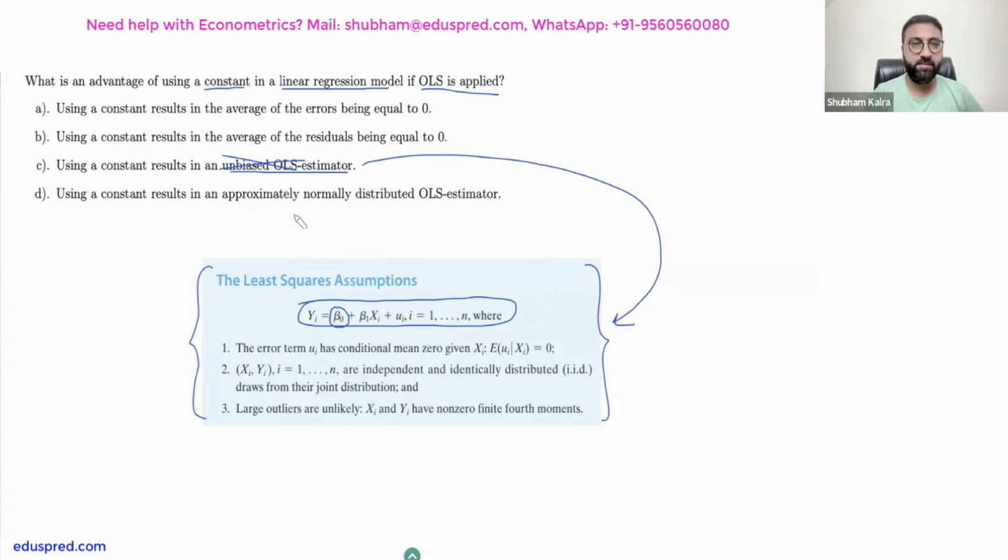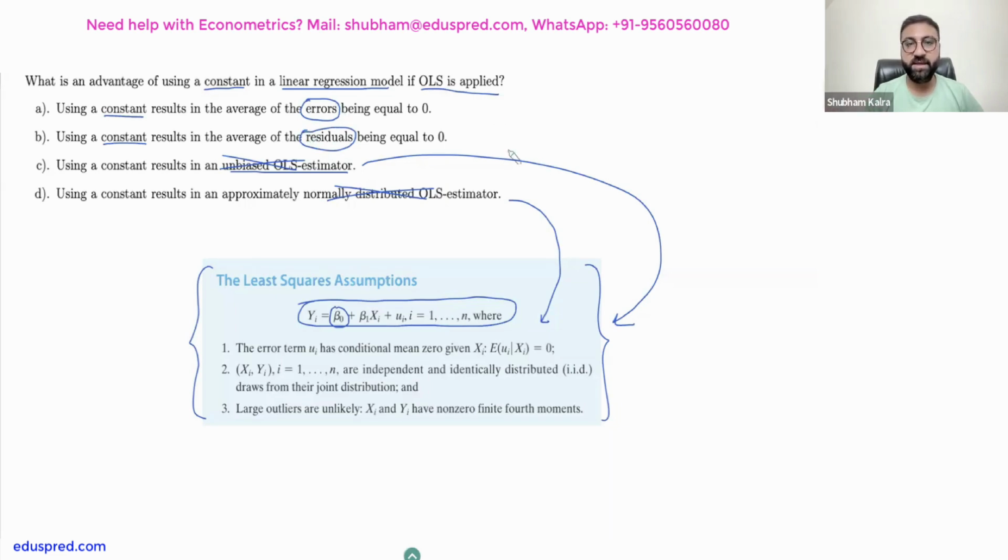Okay. Similarly, part number D is not going to be the correct answer because the distribution of the OLS estimators in large samples is also dependent on these assumptions. So part C is ruled out, part D is ruled out. Now, if you take a look at part A and B, there is just one word difference between these two parts. In the A part, we have using a constant results in the average of the errors being equal to 0. And in the B part, we have using a constant results in the average of the residuals being equal to 0. So first of all, let's understand the difference between errors and residuals.